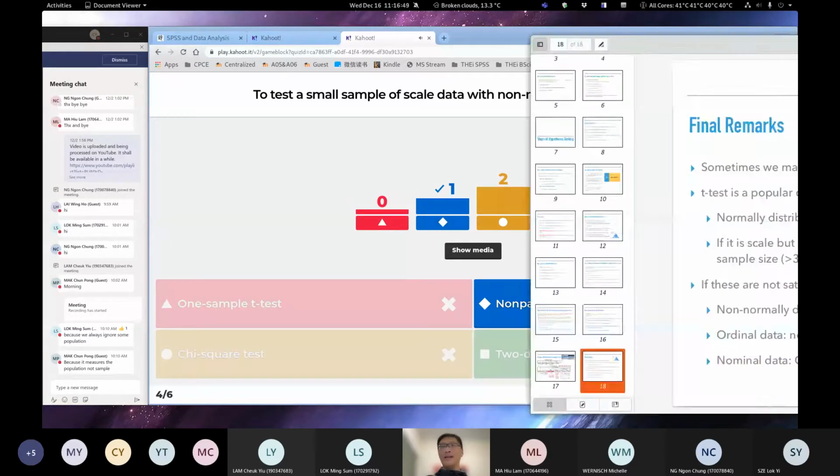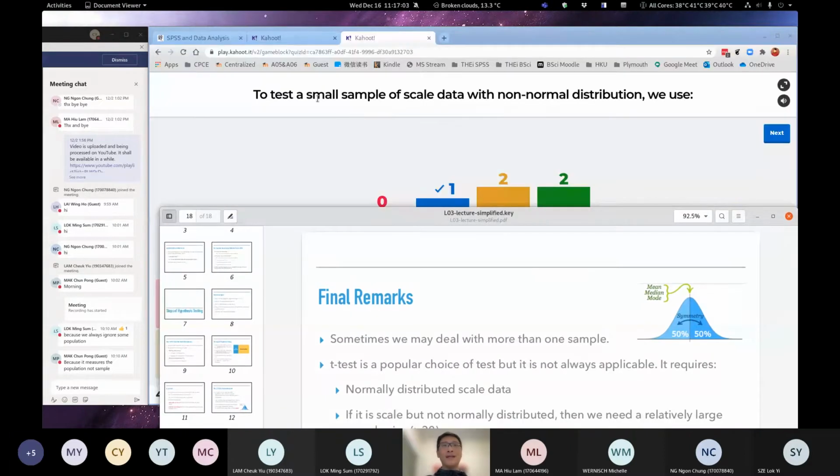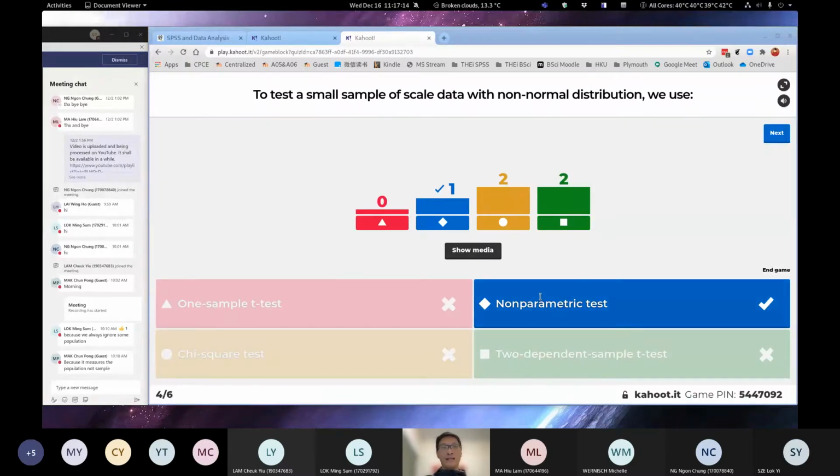Remember that in my final remarks, if it is scale data but it is not normally distributed, it's okay if the sample size is large enough. But here, as I show you, we have a small sample. This is scale data, but this is not normally distributed. Then we use non-parametric test. So the blue one is the answer.